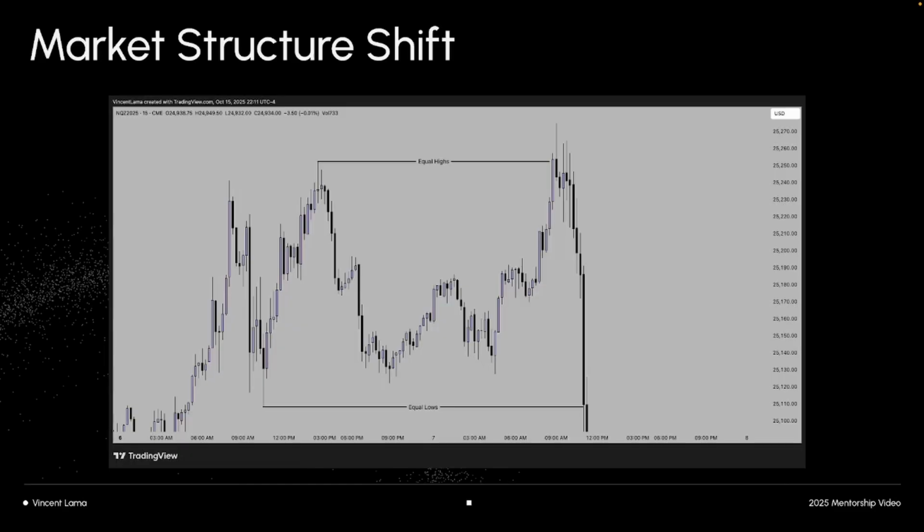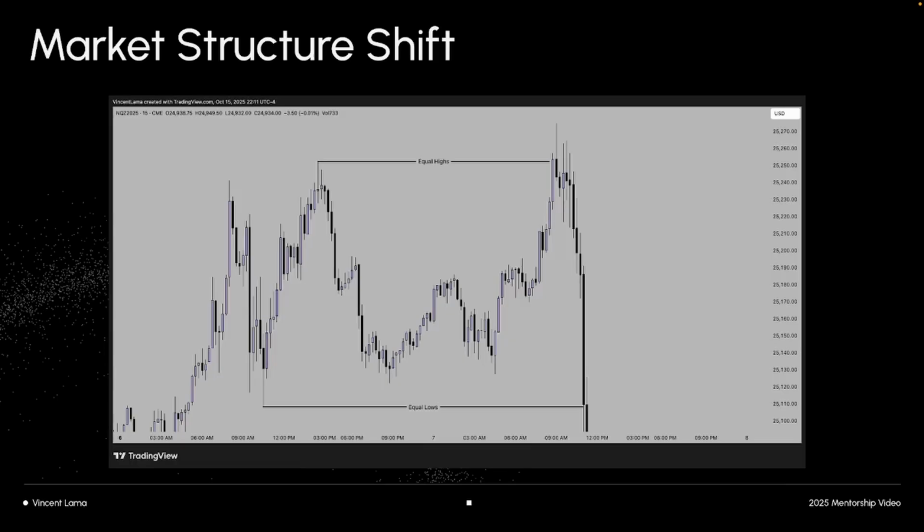So we're going to be going into what is a market structure shift, or MSS. It's the moment the algorithm decides to flip the direction. After liquidity is taken, the market breaks the most recent swing and starts delivering to the opposite side. That's your confirmation. We're not predicting here, we're confirming.